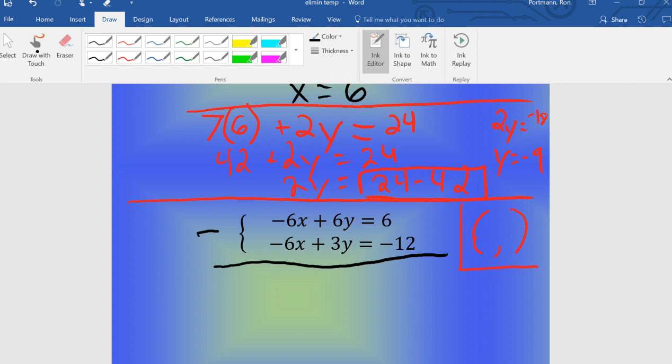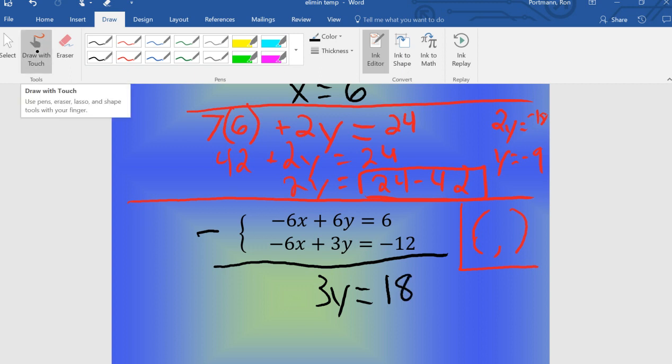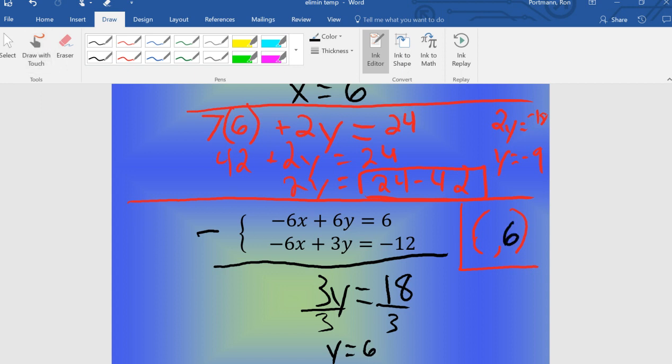If that said 6x and this said negative 6x, you wouldn't cancel them that way. So we're still going to subtract these. We get 6y minus 3y. That's going to give you 3y. 6 minus negative 12 is 6 plus 12, which would give you 18. And then you divide by 3, and you divide by 3, and your y equals 6. So your y value is 6. You put 6 in the second position there.